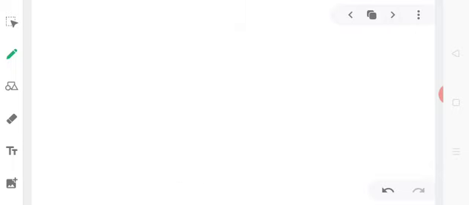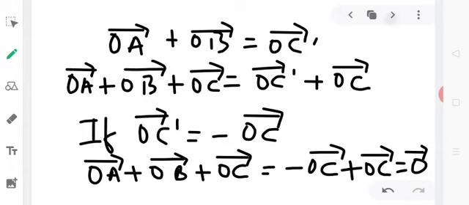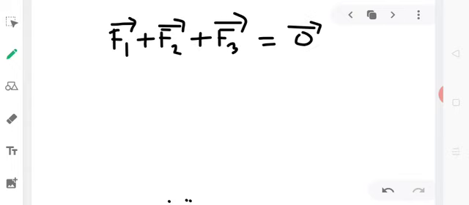This means F1 plus F2 plus F3 is equal to 0. That is, three concurrent forces F1, F2, F3 will be in equilibrium when the resultant of F1 and F2 is equal and opposite to the third force F3.